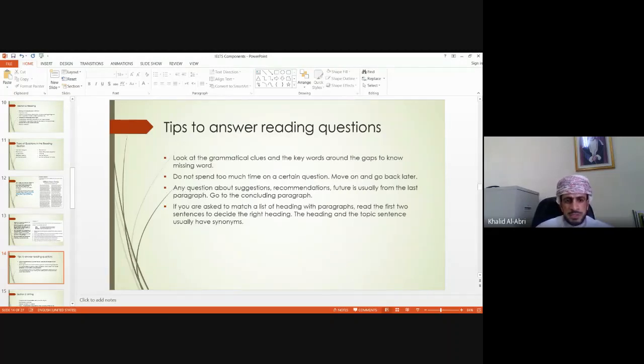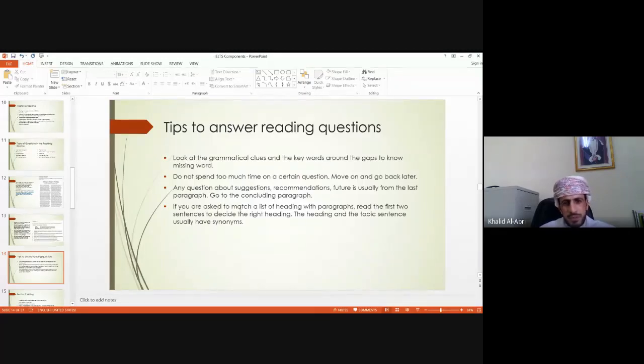And in some cases, any question about suggestions, recommendations, future, this is usually found where? In conclusions. So the conclusions usually have these kinds of questions, like recommendations or suggestions. So you need to make use of that. And if you have a list of topics, if there is something about future or recommendation, so that topic will fit to the last paragraph.